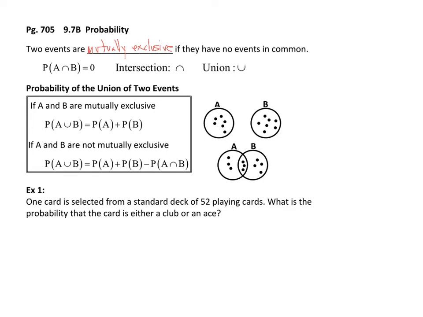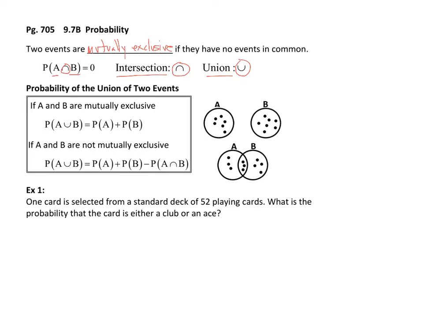Okay, here's some new notation coming up here. Intersection is an upside down U, union is an upright U. So here we have the probability of the intersection of events A and B is equal to 0. So mutually exclusive means they don't share any outcomes together.